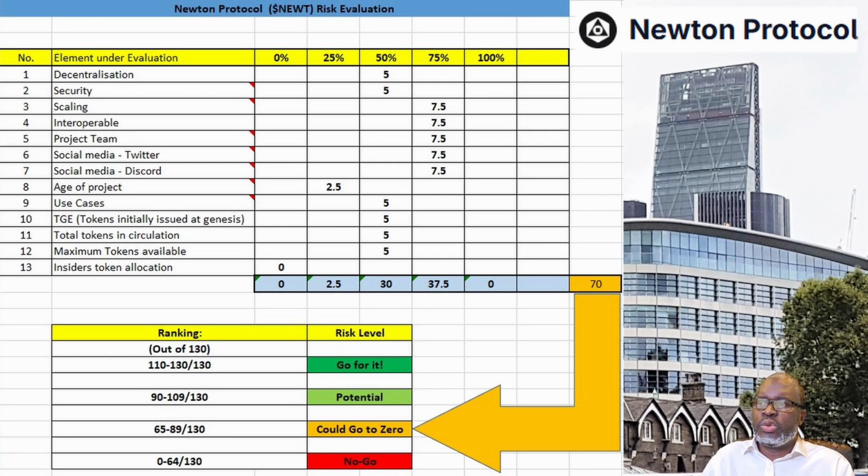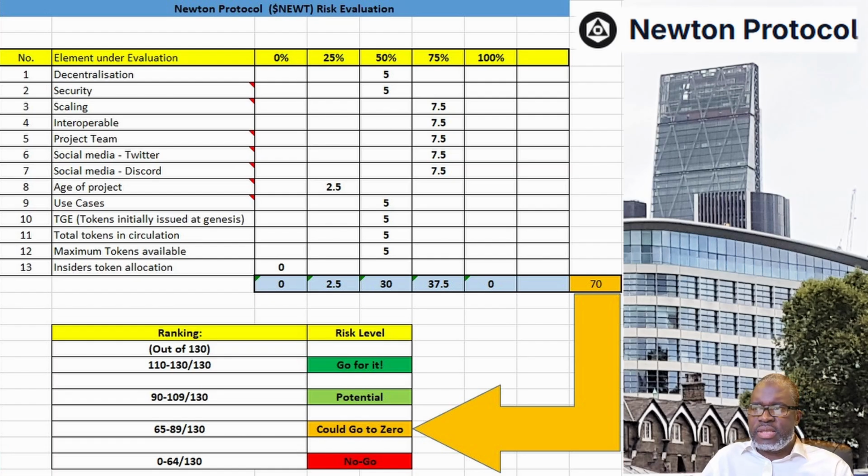The aggregate score for NEWT protocol comes up to 70 points out of 130, which puts it within the most common category within this scale, which is could go to 0. If you do hold the NEWT token for NEWT protocol, do you think it could actually go to 0? Let us know in the comment section.